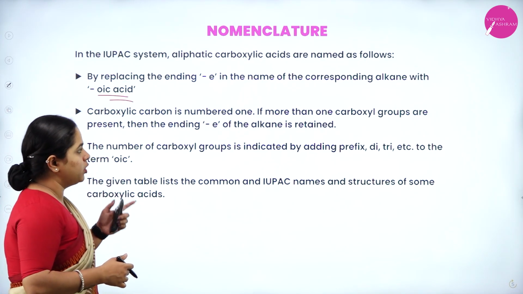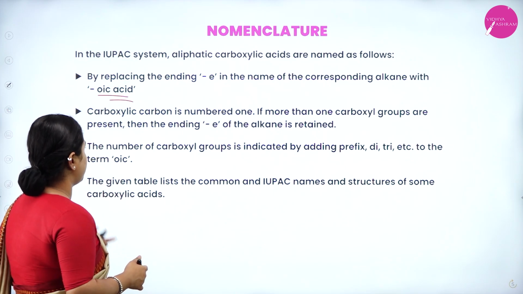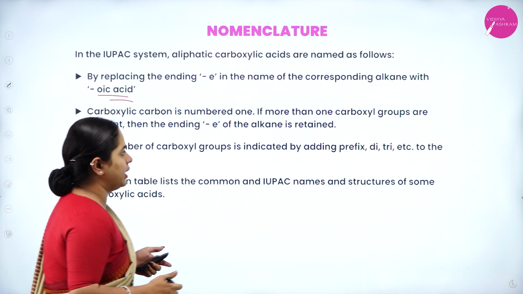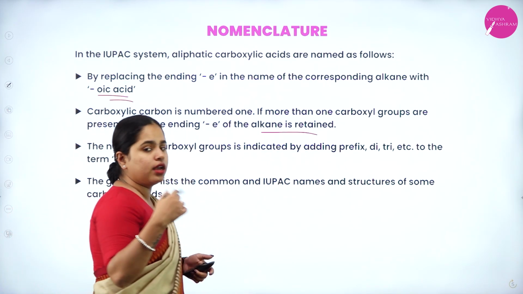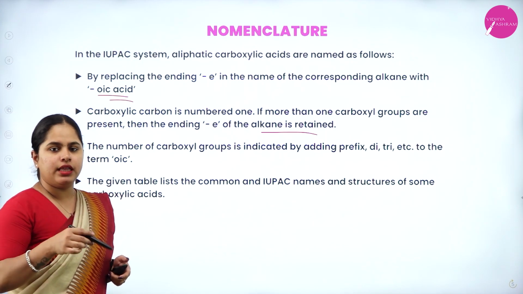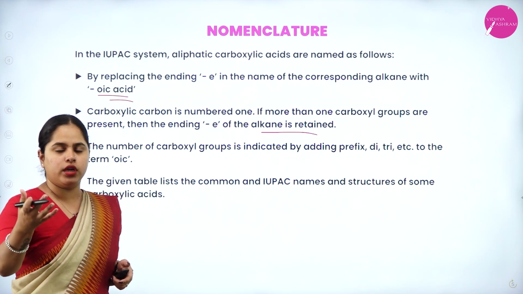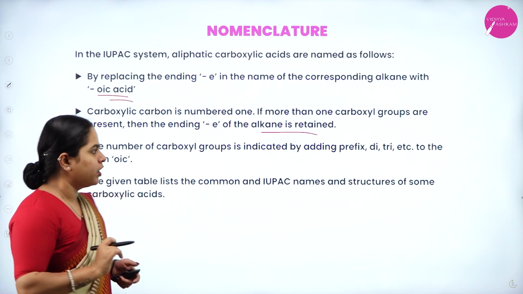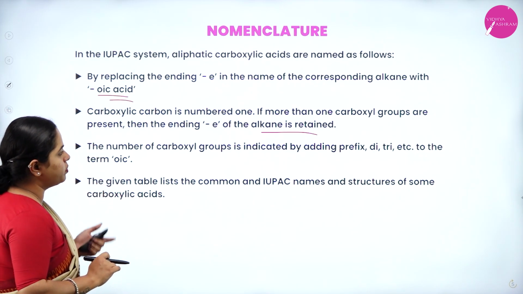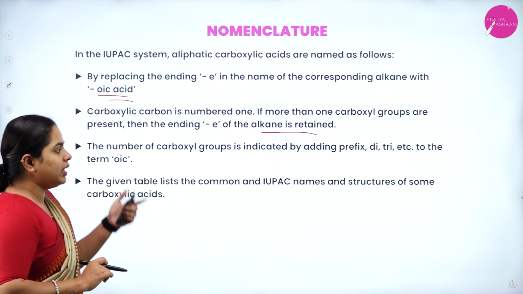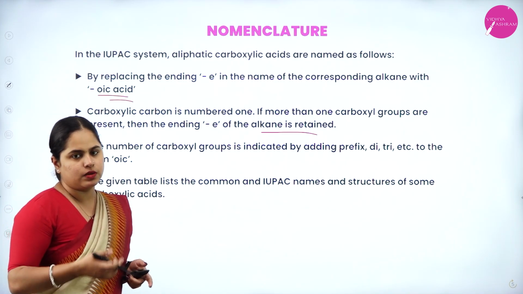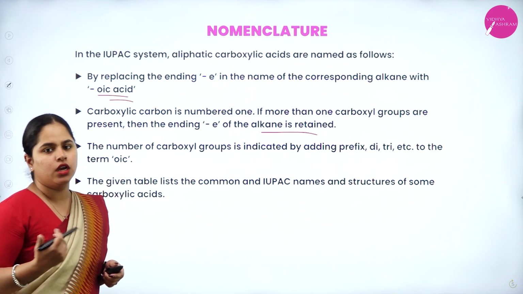The carboxylic carbon is numbered 1. If more than one carboxyl group is present, then the ending E of the alkane is retained. That means if more than one carboxylic group is present, then whatever the alkane name is should be written, and then we write dioic or trioic acid, like that. Clear? The number of carboxyl groups is indicated by the prefix di, tri, etc. to the term oic acid. While we discuss a few examples, you will be clear with that.